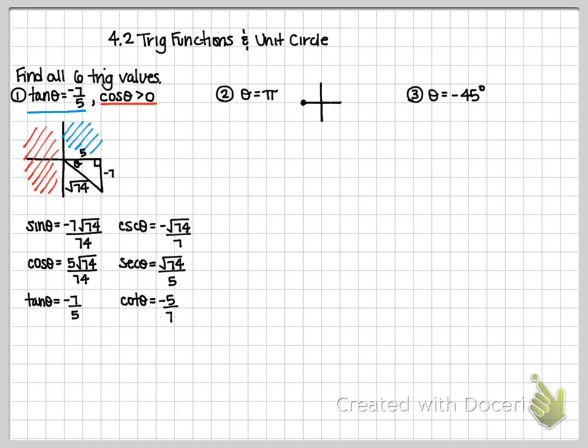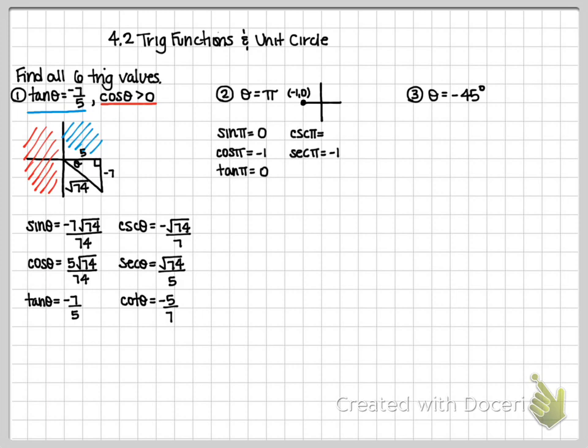And what I think I am going to use is the actual points. So this is going to be -1, 0. Remember that the x value is going to help us with cosine and the y value is going to help us with sine. So I'm going to pause again, see if you can find all 6 trig, and then we'll check and see how you did.